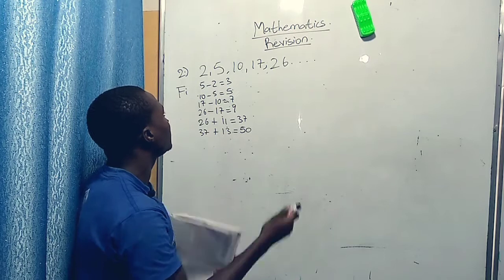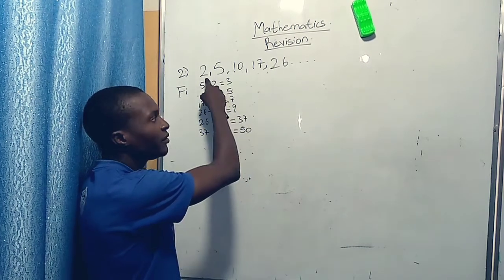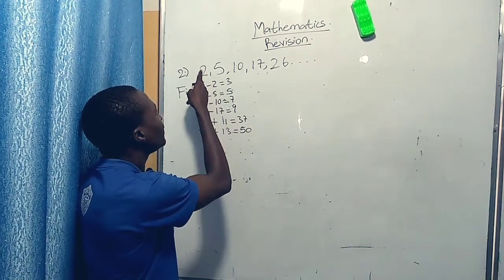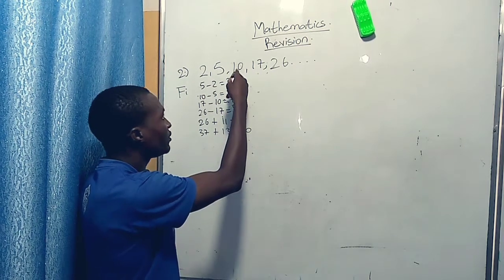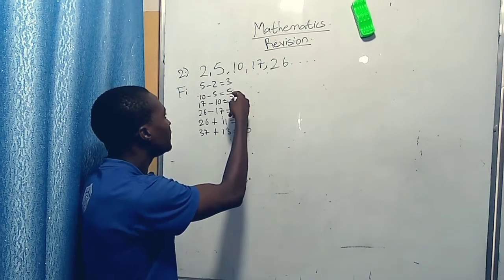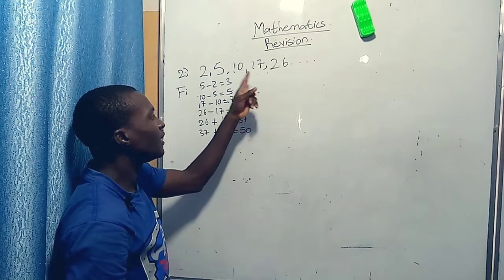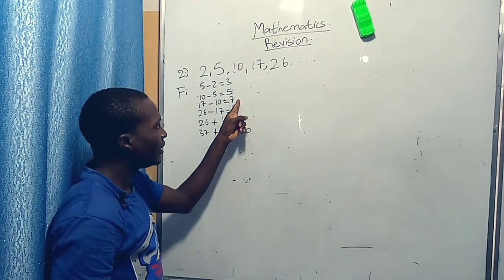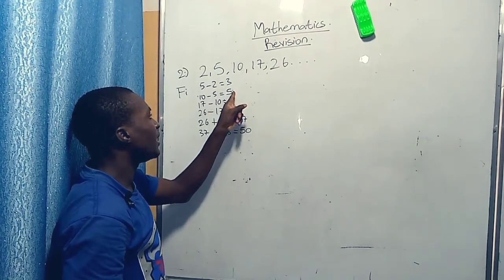Okay, say it again. First things first, find the common difference between them. Considering the second and the first, the difference is 3. Considering the third and the second, the difference is 5. And considering the fourth and the third, the difference is 7. And you observe that the difference is increasing by 2.